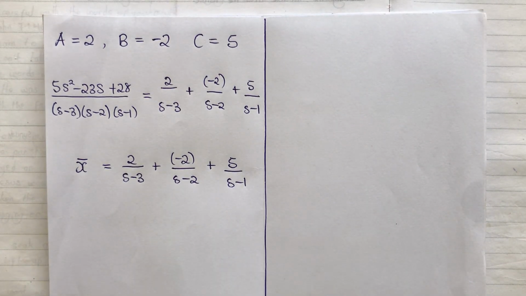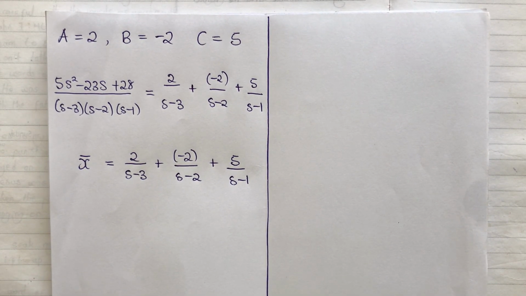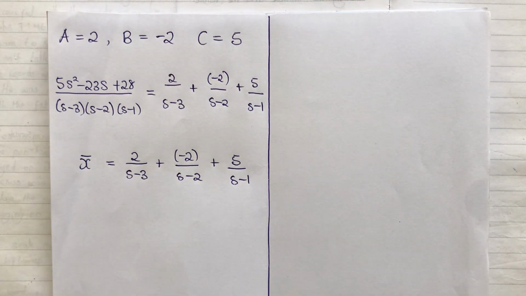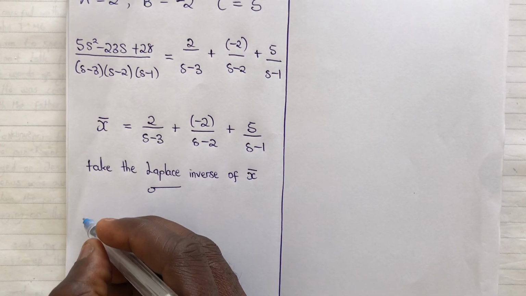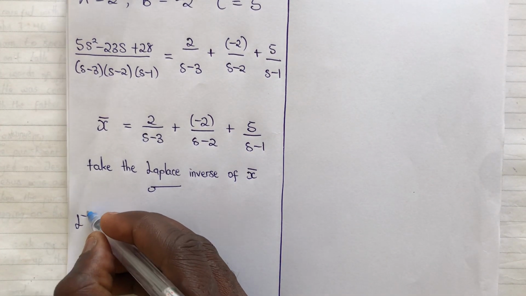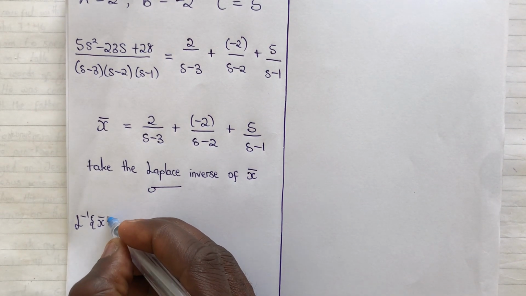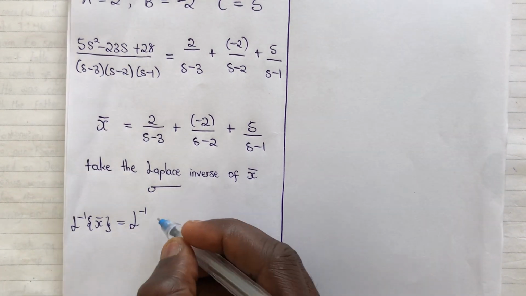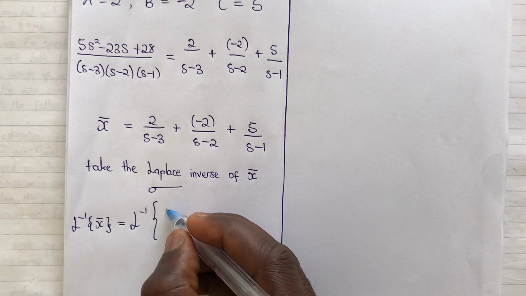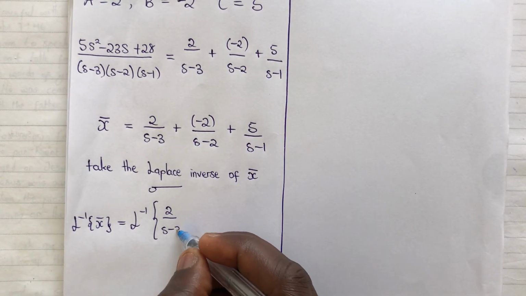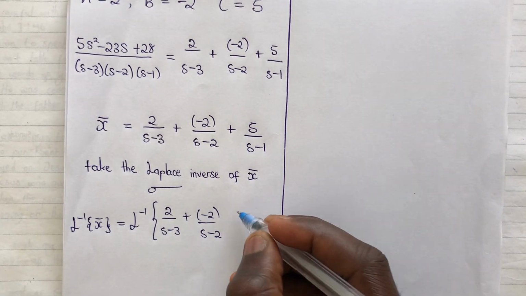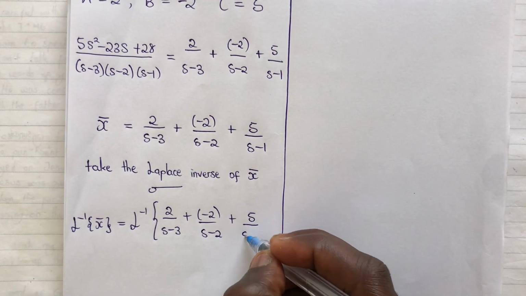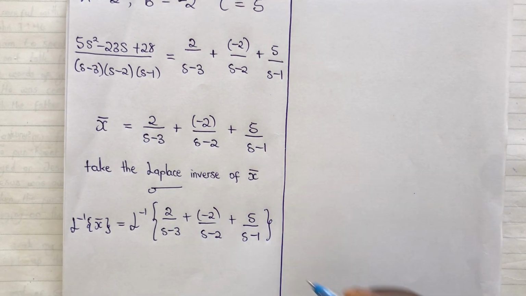So now when we get here, we need to find the Laplace inverse of this result to complete the calculation, and I think we are almost done. So let's take the Laplace inverse of this. This is giving us the Laplace inverse of x bar will give us Laplace inverse of its result. So we have 2 over s minus 3 plus minus 2 over s minus 2 plus 5 over s minus 1. So this is it.